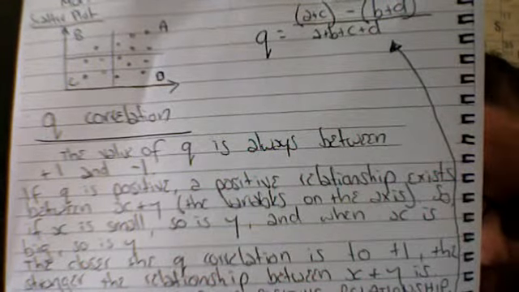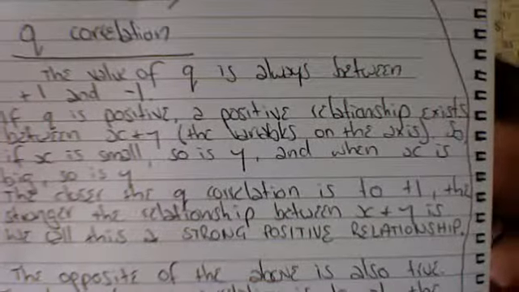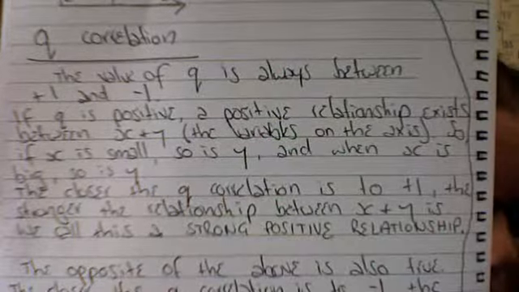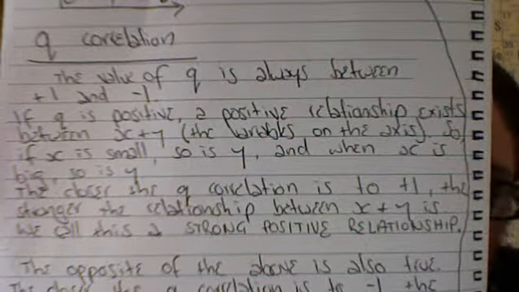So if Q is positive, there's a positive relationship between x and y. If x is small, so is y, and when x is big, so is y. The two things relate to each other, and they have a causal relationship, which we'll get into. The closer the Q correlation is to +1, the stronger the relationship between x and y is. We call this a strong positive relationship. Hopefully that makes sense to you.